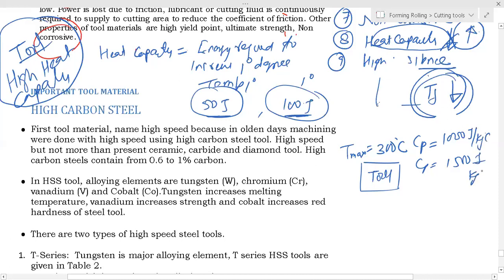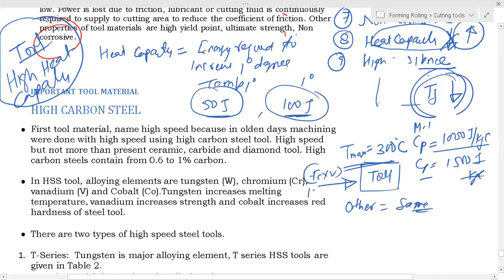Joule per kg per degree centigrade. So which material will you take? This is material one, tool material, and this is the second. Which one will you take? Other parameters are the same for both. Finally, this temperature should not increase beyond 300, right? Heat is generated from the cutting motion, that is Fc into V, cutting force into velocity. This is the heat generated.